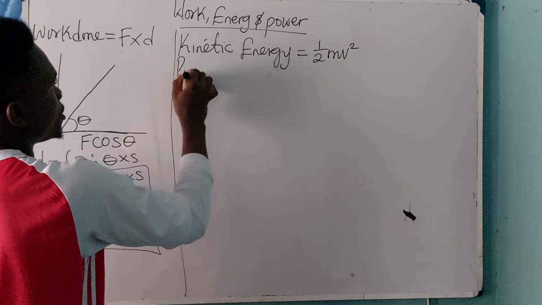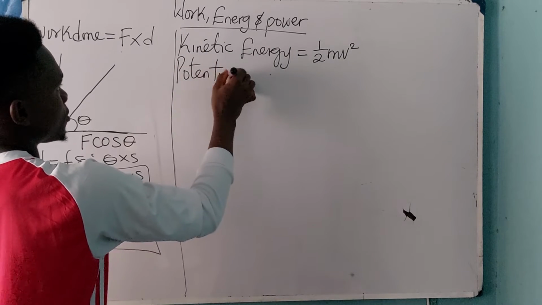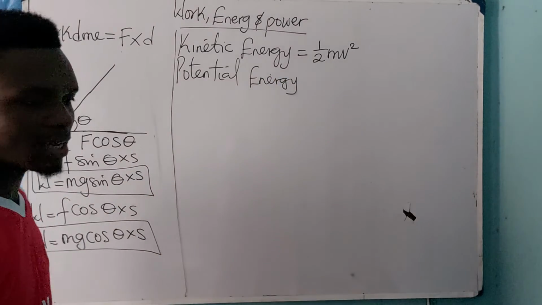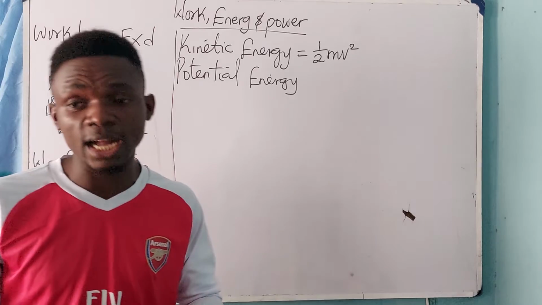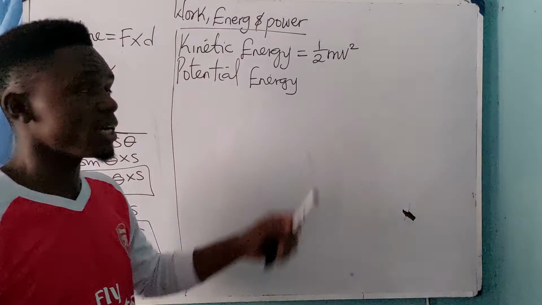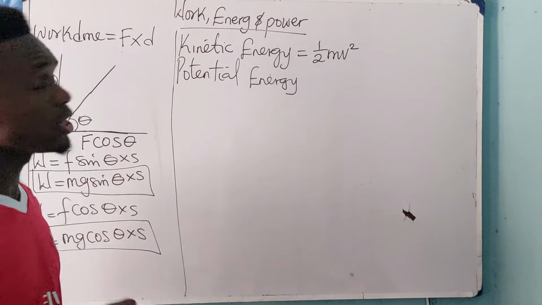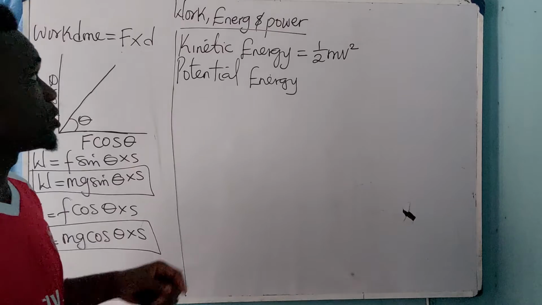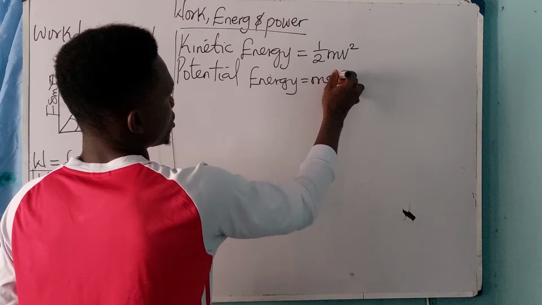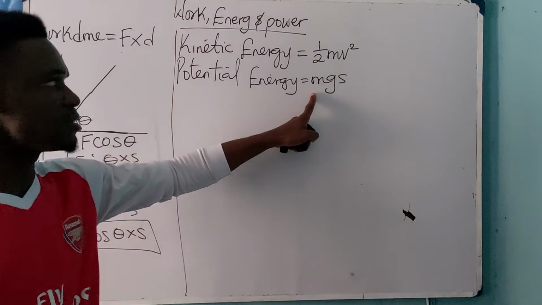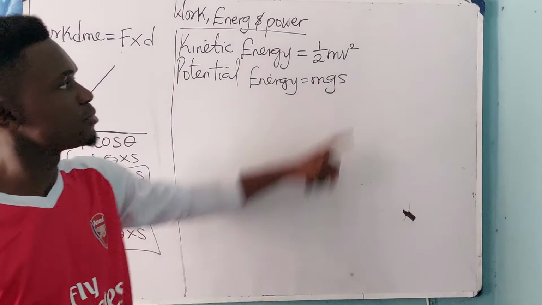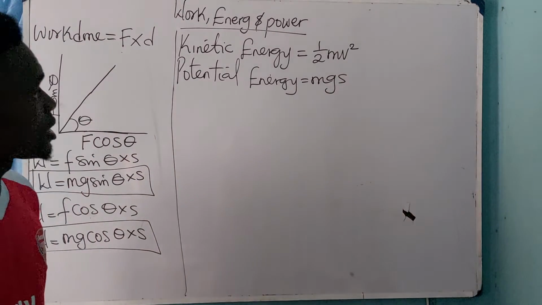We now have the potential energy. Potential energy is the energy possessed by a body at rest, like a gallon of water or any static object. Objects in motion, like a projectile, possess kinetic energy. Potential energy is given as mgs, where m is mass, g is gravity, and s is the distance.